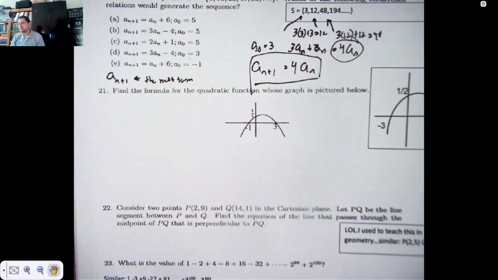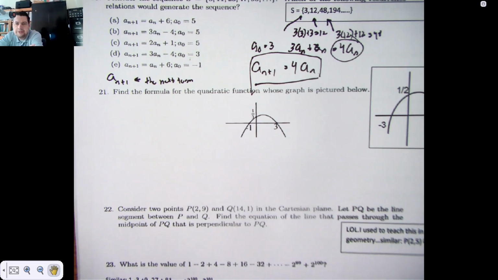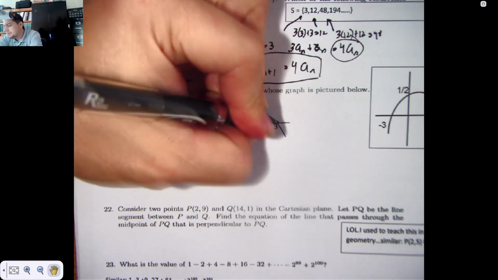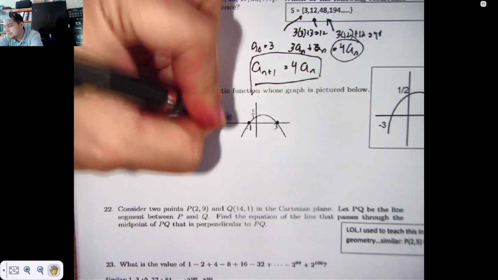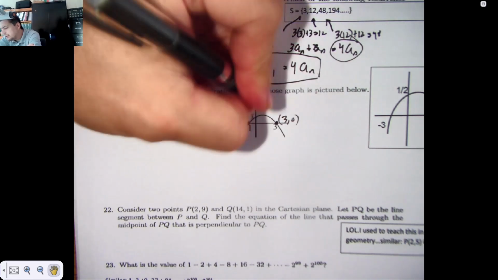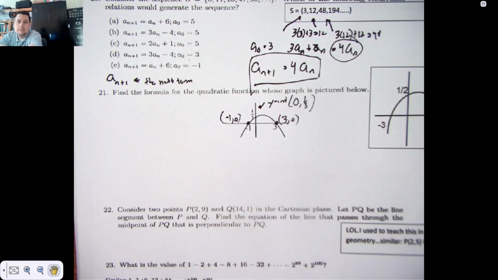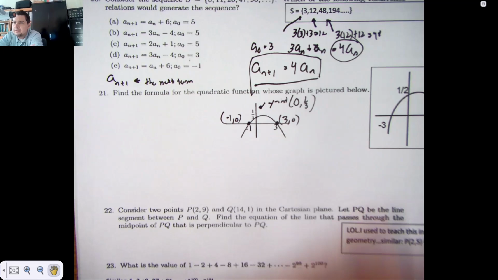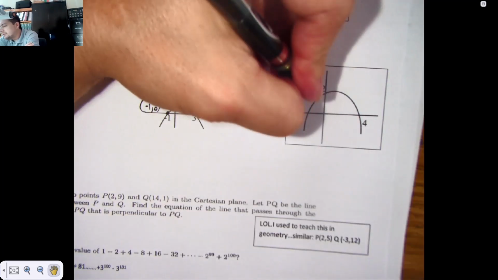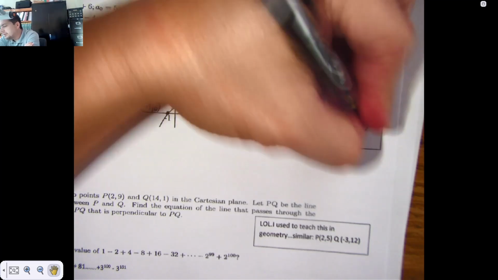21, whoever created this question, I think they were just trying to throw kids off by being really weird about it. What you actually have here are x-intercepts. You have an x-intercept at -1, 0 and 3, 0. And this is a y-intercept. It's at 0, 1/3. They didn't list the ordered pairs. So mine is the same thing. This is 0, 1/2, -3, 0, 4, 0.